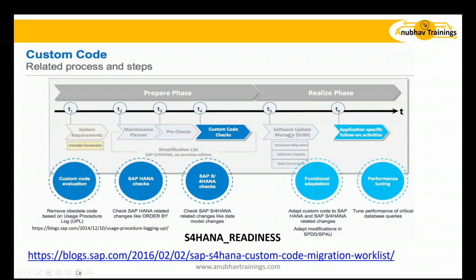Then we have the SUM tool, Software Update Manager, where we have database migration, software update, and data conversion. These are the things which we will perform after the code is adapted. Once your code is adapted, they will use the SUM tool, migrate the production data, and apply patches and upgrades in the SAP system in the realize phase.